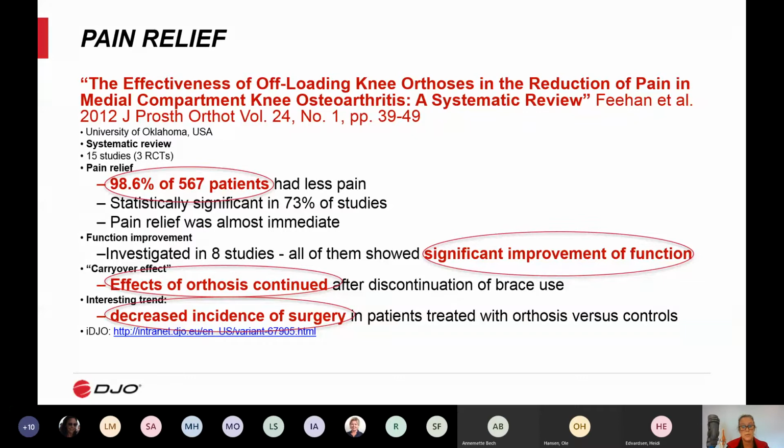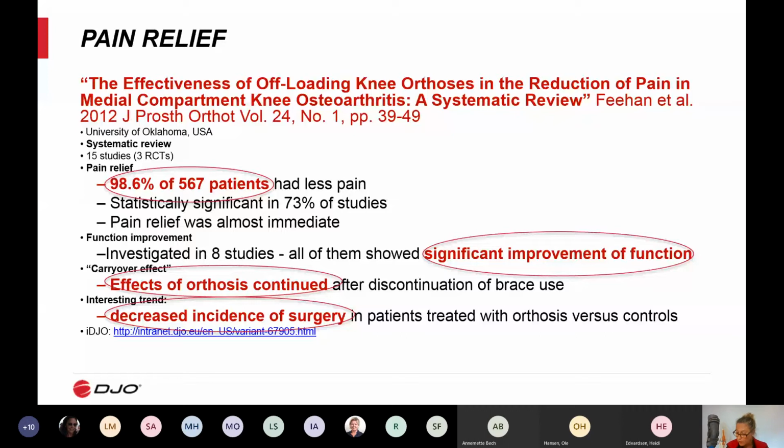We're not going to go into depth with the studies. I just want to tell you that there are clinical data looking at pain relief and the offloading effect of the knee braces. The first one here is a systematic review of 15 studies. And what I've highlighted in this one is that 98.6% of 567 patients had less pain. And there was also instant pain relief.